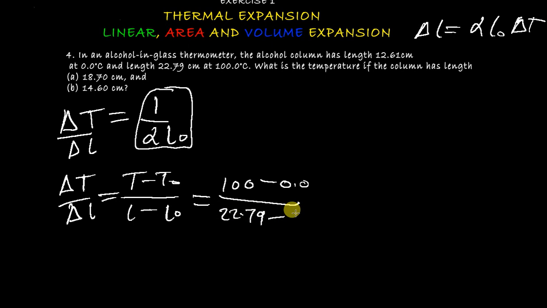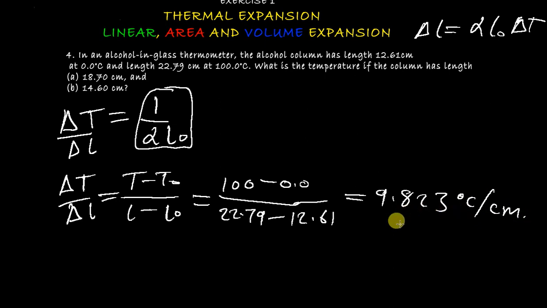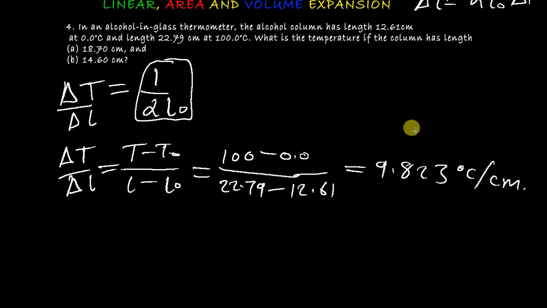22.79, then minus 12.61. So when you do the subtraction and then you divide, you get your answer to be 9.823. So this is the answer that you're going to get. This will be degrees Celsius per centimeter. That will be your units. Then from there we can use this now to find the other answers.